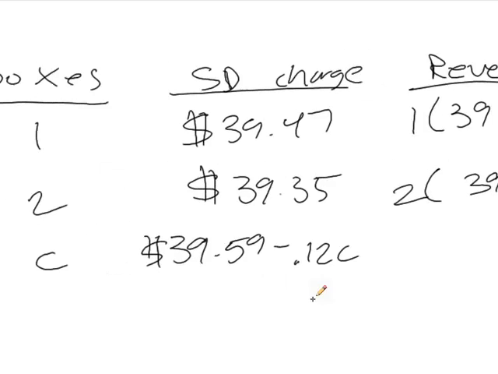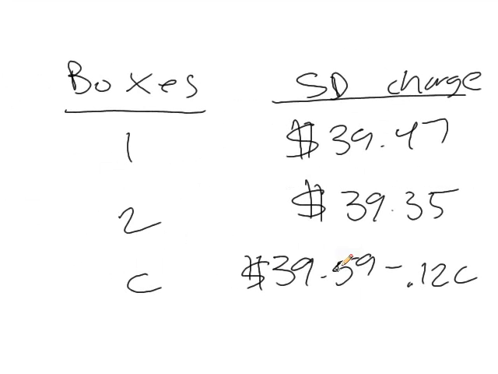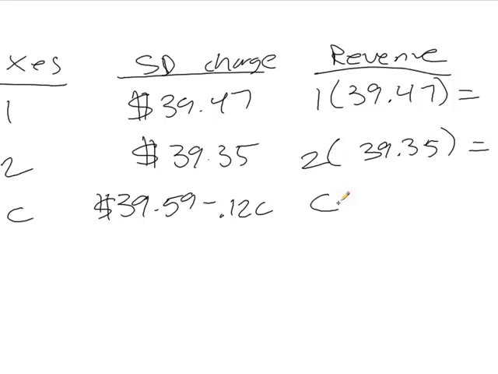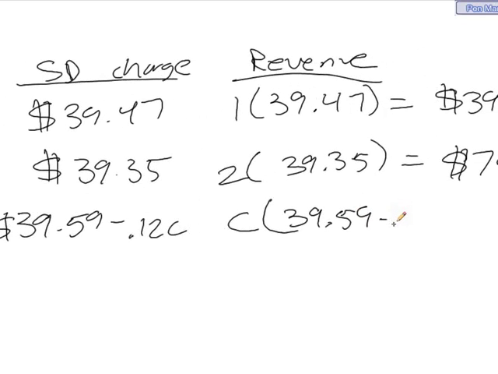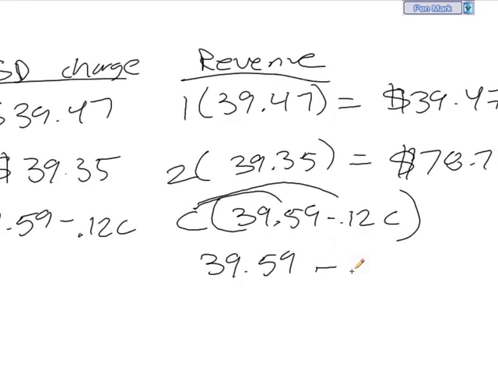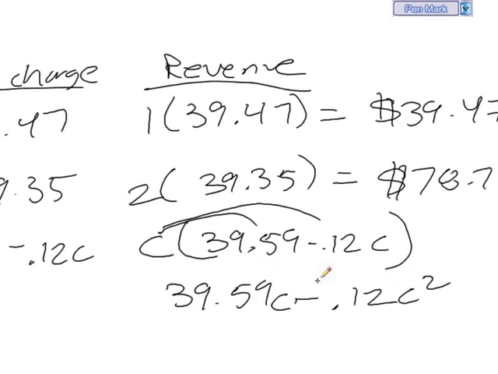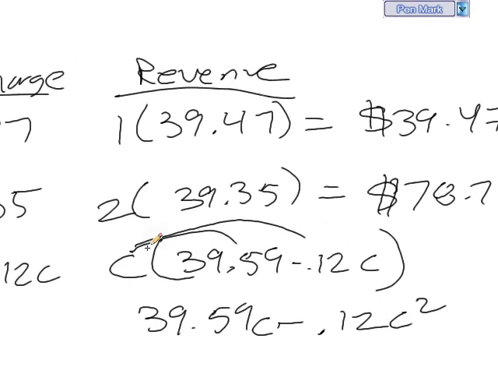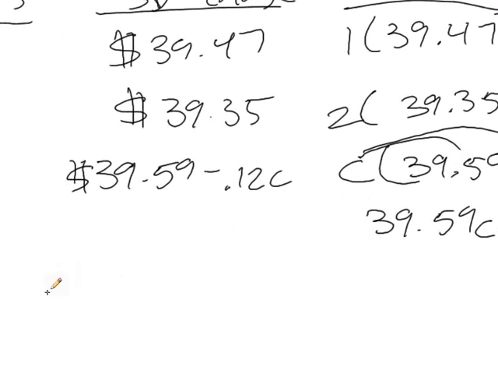Okay, so what about here? If we sell C boxes and we charge this, then we're going to earn this C times. So this is our symbolic representation now. And I can again distribute here, and I get 39.59 times C minus 0.12 C squared, because I have C times C. So this is just quantity times price per box.